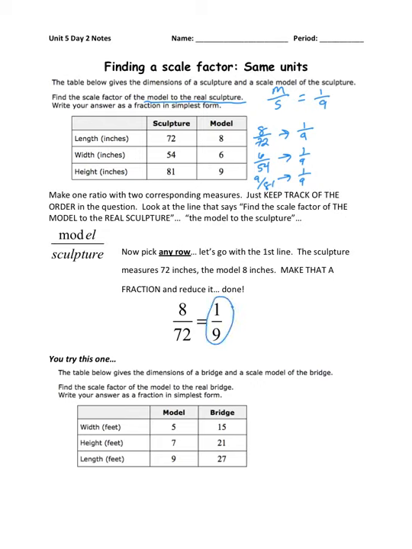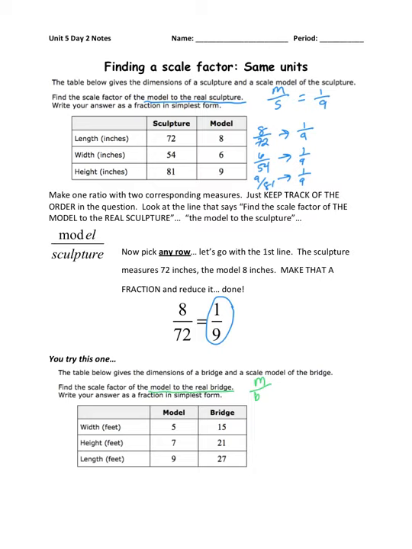Boom. Here we go. Let's try one ourselves. The table below gives the dimensions of a bridge and a scale model of the bridge. Write the scale factor of the model to the real bridge. Model to B for bridge. Trying to make it obvious. So, model to bridge.